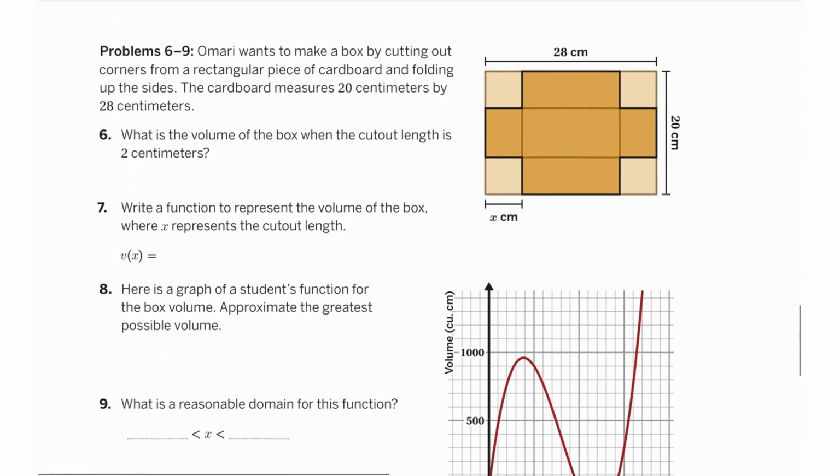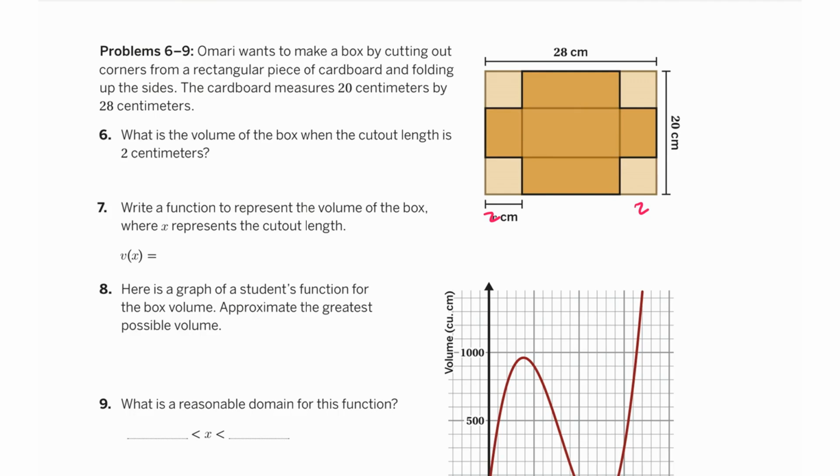Problem 6 through 9. Omari wants to make a box by cutting out corners from a rectangular piece of cardboard and folding up the sides. The cardboard measures 20 centimeters by 28 centimeters. So we see the picture on the right here to represent that. For number 6, what is the volume of the box when the cutout length is 2 centimeters? So that means this is 2, which means that this is also going to be 2.